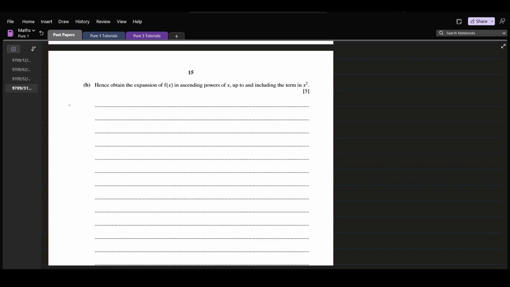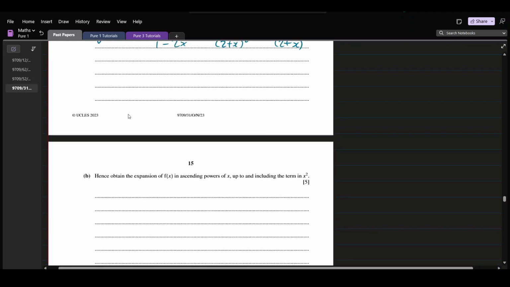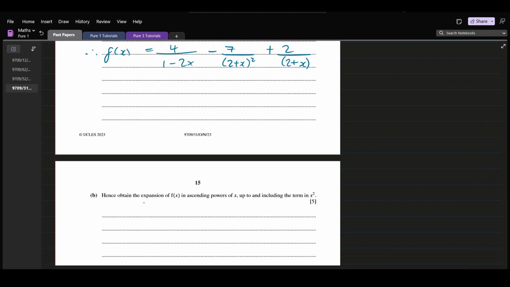Part B, hence obtain the expansion of f of x in ascending powers of x up to and including the term in x squared. Okay, so f of x, let's copy down f of x. f of x is equal to 4 over 1 minus 2x minus 7 over 2 plus x squared plus 2 over 2 plus x.